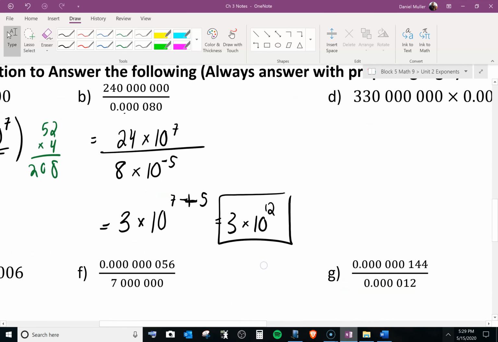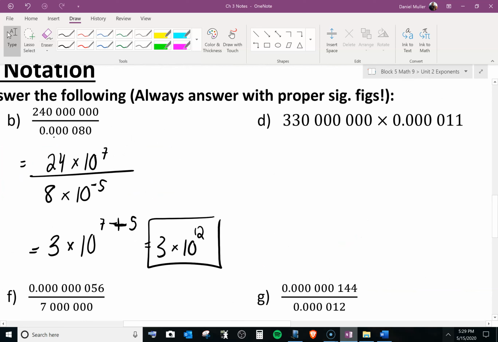I can say, let's do C, but apparently we don't have a C. We only have a D. So let's just go with that.